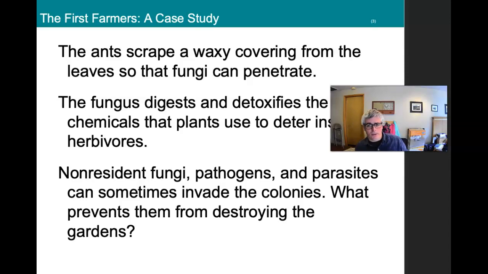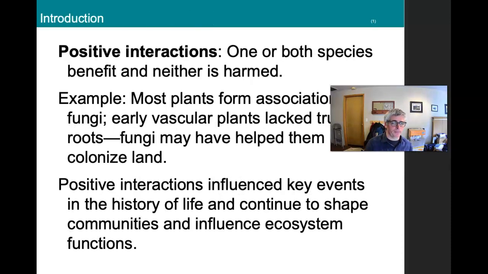And then the ants protect the fungi by destroying other non-targeted fungi and pathogens, etc.